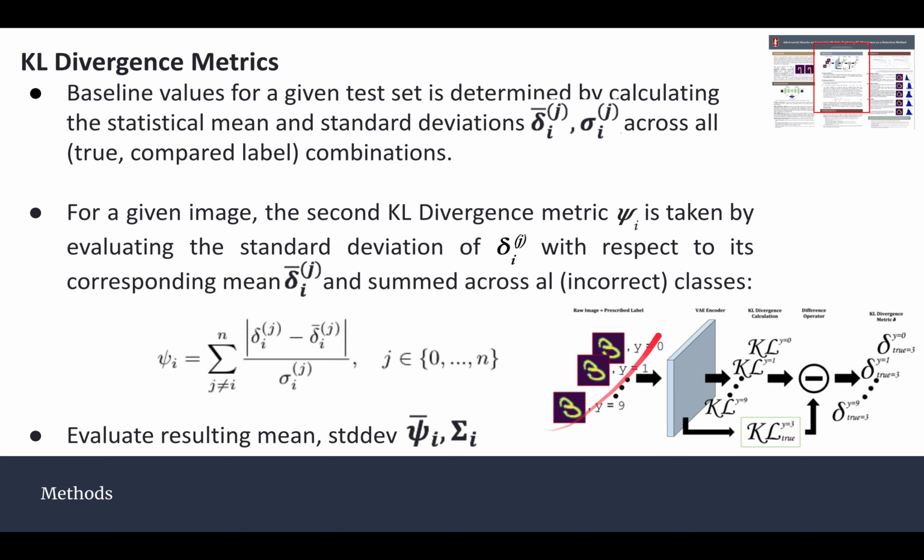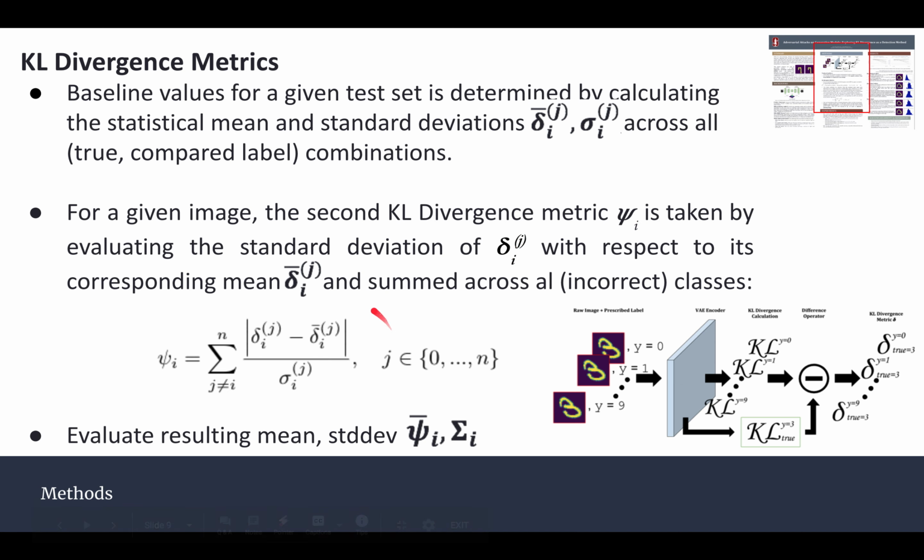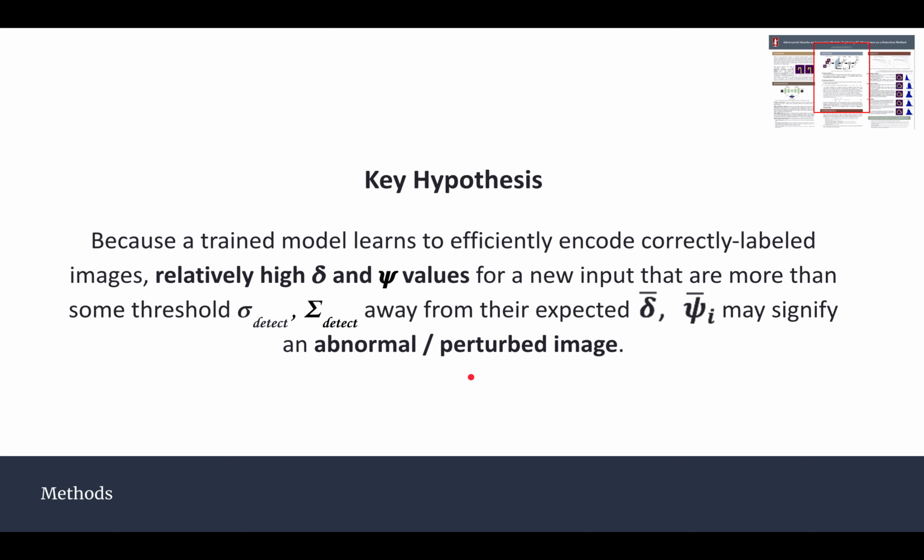And so we're going to take an image again, find its delta values for all incorrect labels, and then evaluate how many standard deviations away it is from their respective means, and sum it across all the incorrect labels. And this will give us the psi value for that specific image. And then we can evaluate the resulting mean and standard deviation across the entire training or test dataset, psi bar and uppercase sigma.